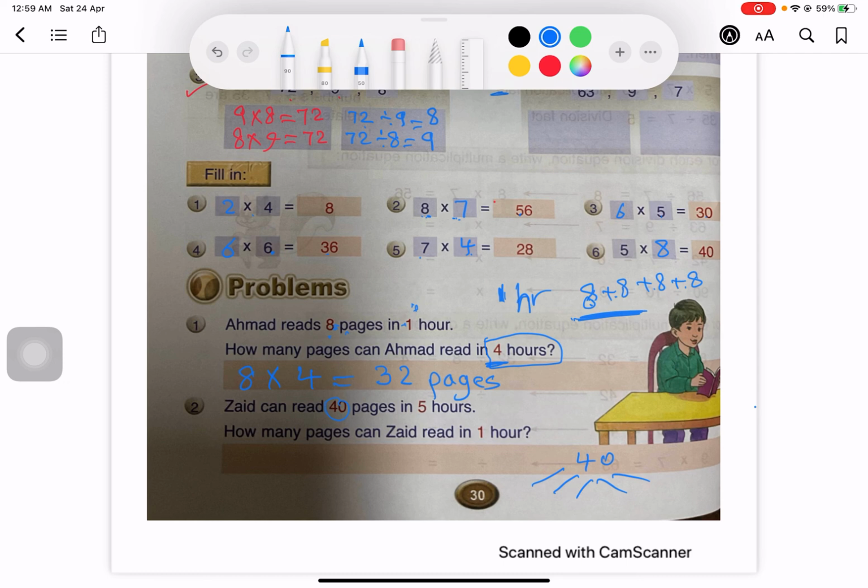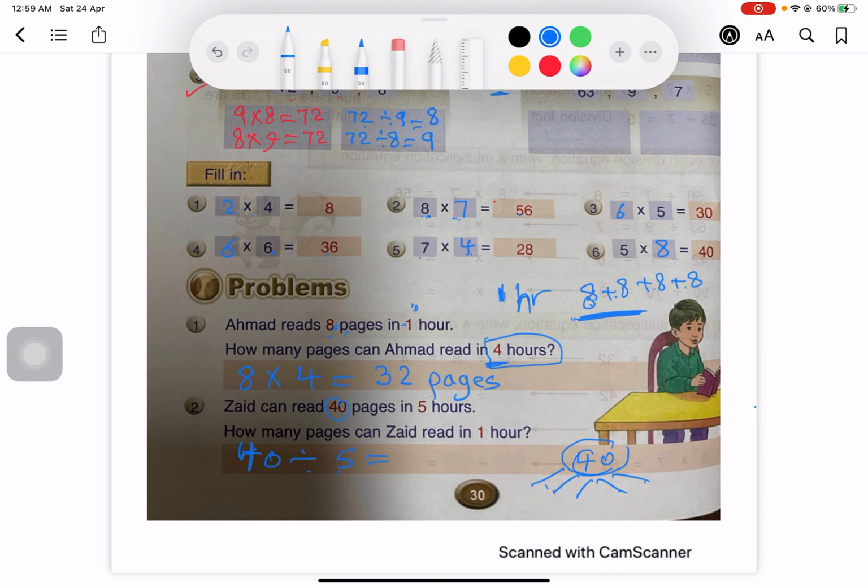Okay, so Ziyad can read 40 pages in 5 hours. So the total number is 40. In how many hours? In 5 hours. These 40 are going to be divided, distributed على ساعة. He didn't read the 40 in 1 hour. He read them in 5 hours. So this number, 40, is going to be divided by 5.